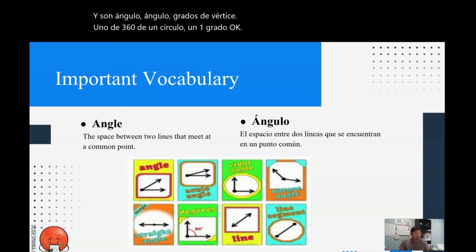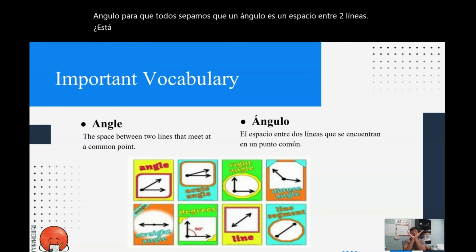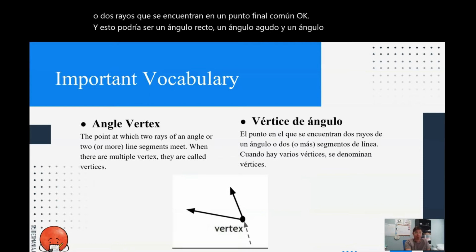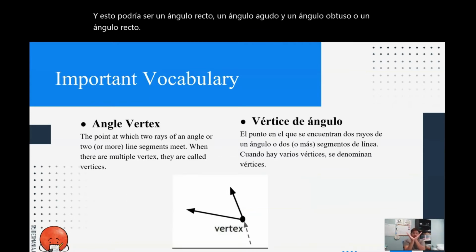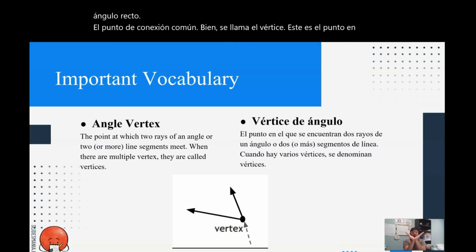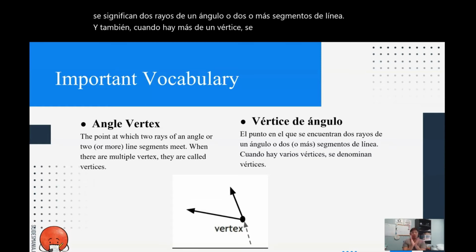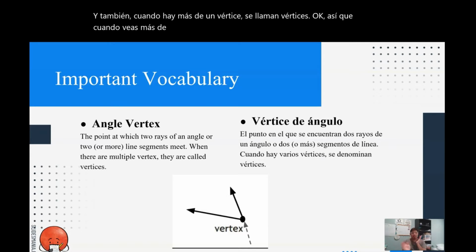Angle. So we all know that an angle is a space between 2 lines, okay, or 2 rays that meet at a common endpoint, okay? And this could be a right angle, an acute angle, an obtuse angle, okay? Or a straight angle. Now the common endpoint, okay, is called the vertex. This is the point at which 2 rays of an angle or 2 or more line segments meet. And also when there's more than 1 vertex, they are called vertices, okay? So when you see more than 1 vertex, they are called vertices.